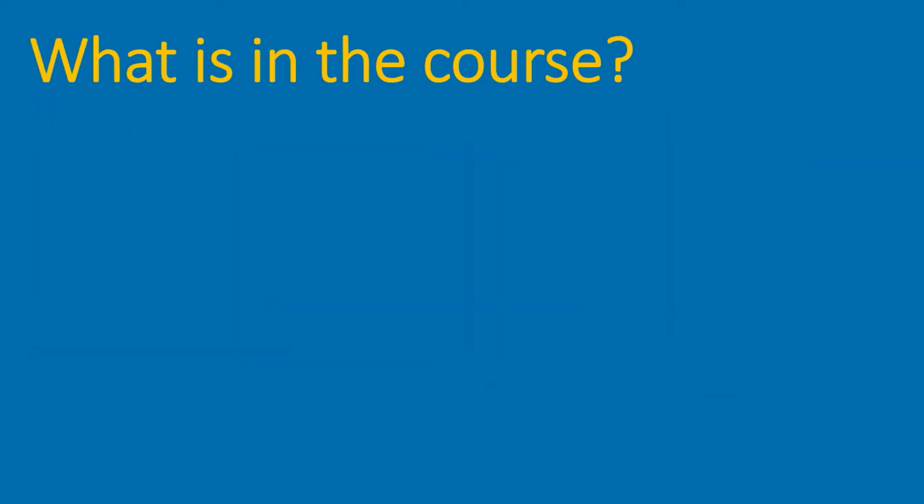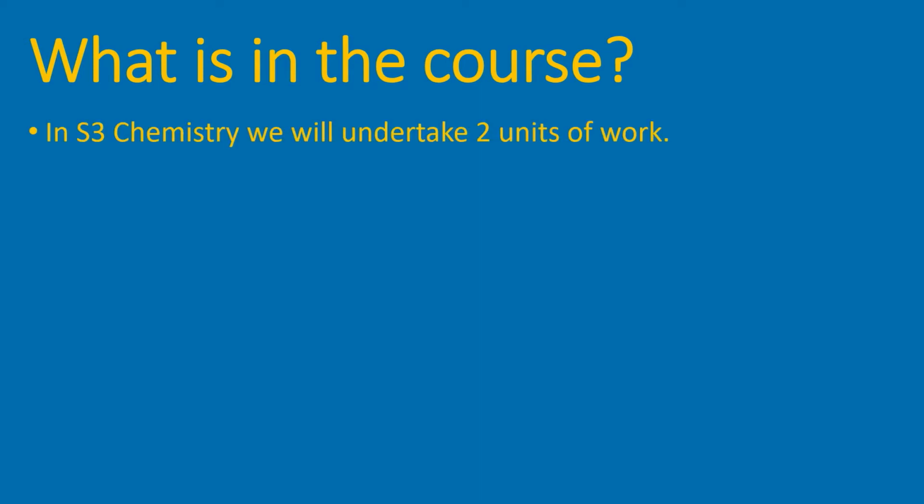So, what I wanted to do today is to give you a little bit of an overview of the course that you've got in front of you. So, what do we do in S3 Chemistry? Well, S3 Chemistry is broken up into two main units of work. The first unit is made up of 3 subtopics, and that's what we start with at the beginning of S3. This would normally take us up to around about Christmas time, maybe a little bit later than that, heading towards end of January kind of time.